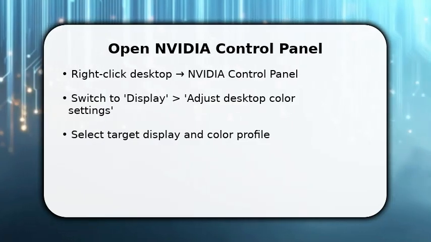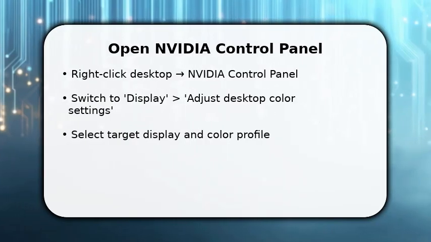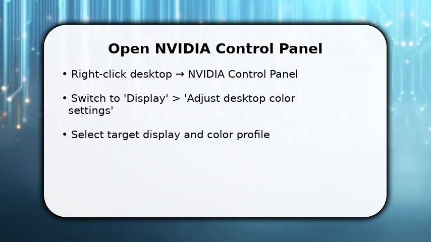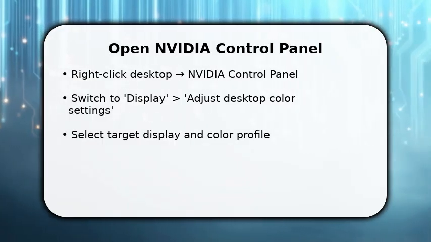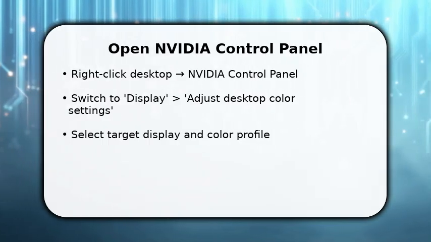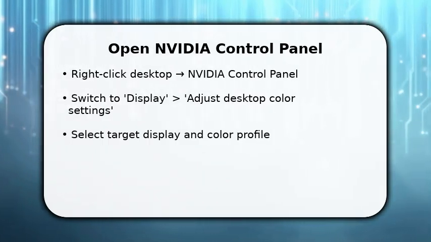You begin by opening the Nvidia control panel and choosing the display you want to tune. Once done, navigate to Display and select Adjust Desktop Color Settings so you can override application defaults. Make sure to pick the correct monitor in the top selector. This prevents changing the wrong panel.